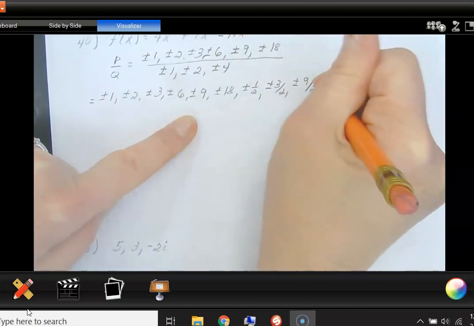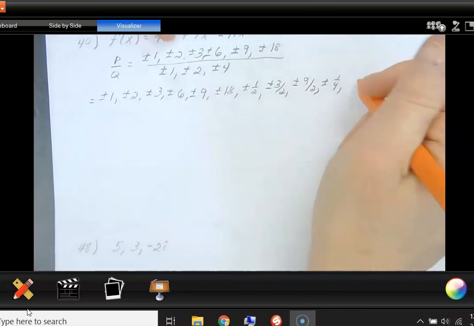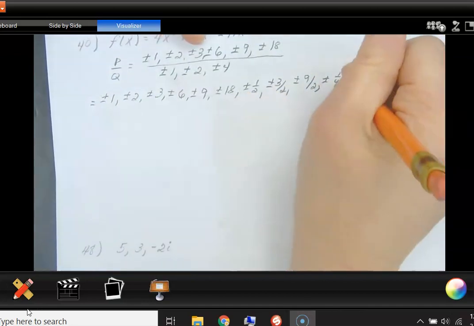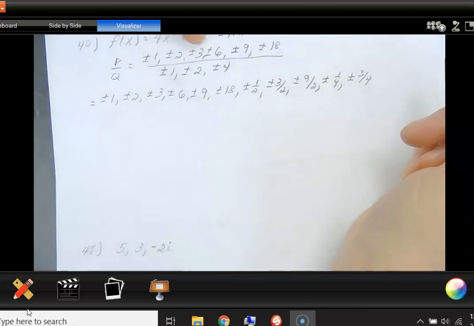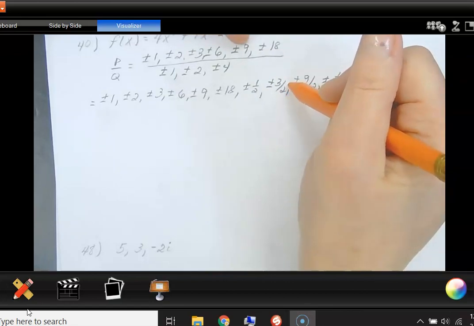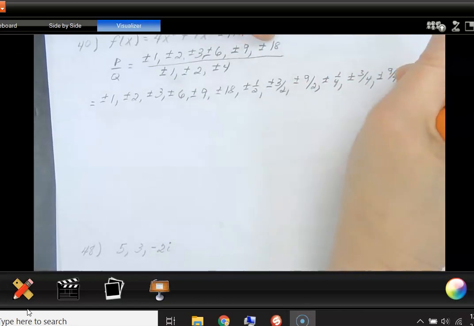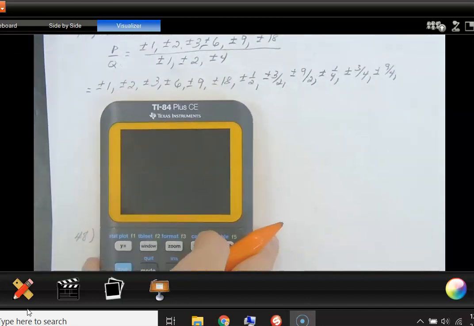We have that one. Now everything over 4. 1/4. 2 over 4 is a half. We have that. 3 over 4 is an option. 6 over 4 is 3 over 2. 9 over 4. And then 18 over 4 is 9 over 2, which we have. Okay, so there's all your possible rational zeros.